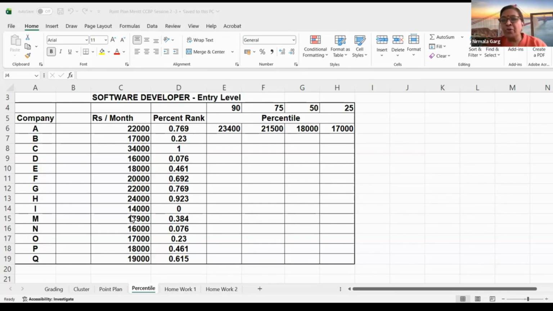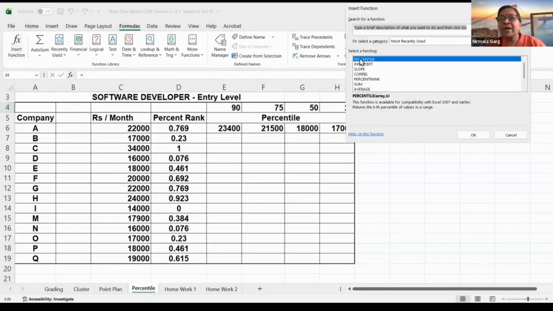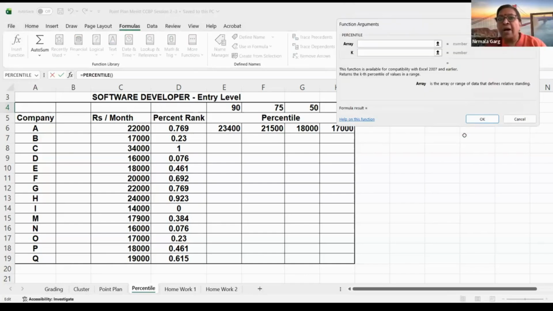Simple. What do you need to do? Convert this into a percentile. What will you do? Go to formula, insert function. Are you seeing percentile here? Okay, it's asking me for the array. Which is my array of data? The salary data, column C.